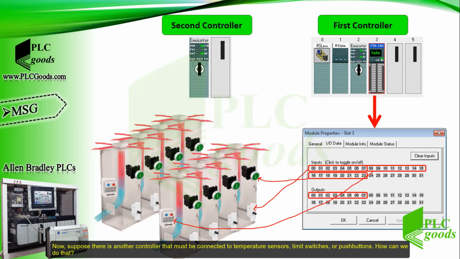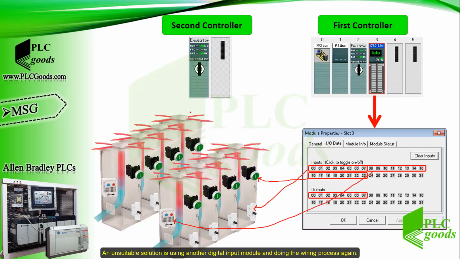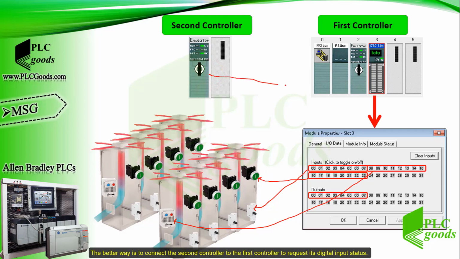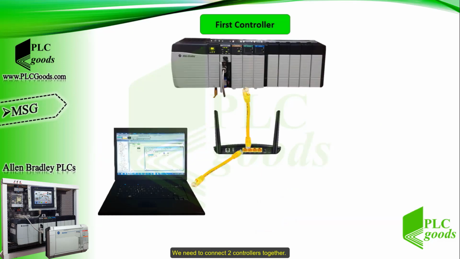Now suppose there is another controller that must be connected to temperature sensors, limit switches, or push buttons. How can we do that? An unsuitable solution is using another digital input module and doing the wiring process again. The better way is to connect the second controller to the first controller to request its digital input status. In this way, we won't need to rewire equipment again. We need to connect two controllers together.